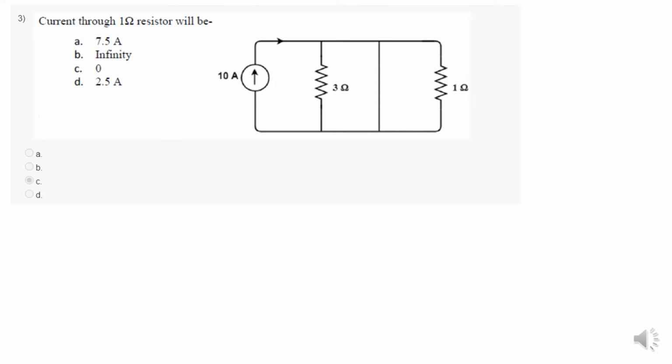Next, problem number 3. The current through the 1 ohm resistor will be. Here the 10 ampere current source always takes the low resistance path to flow. Which path has low resistance? Here the resistance is equal to 0. This is the low resistance path. So the current flowing through the 1 ohm resistor is 0. There is no current flowing through it. The answer is I1 ohm equal to 0 ampere, which is the correct answer.